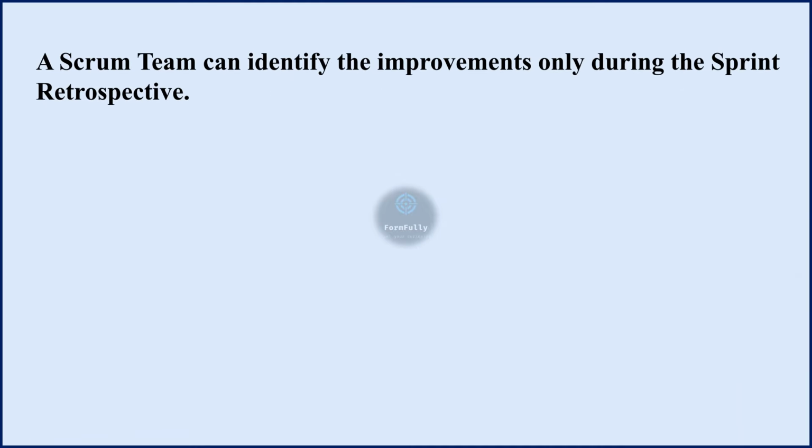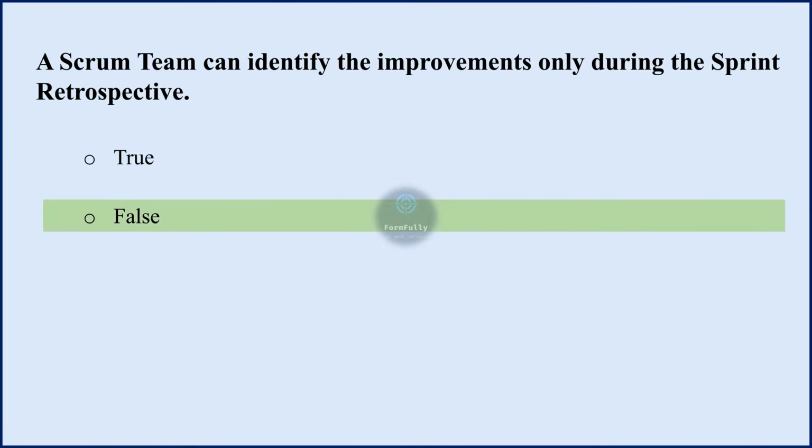Next statement. A Scrum team can identify the improvements only during the sprint retrospective. Is this statement true or false? So this statement is false. Improvements can be identified at any time during the sprint, such as during daily scrums or sprint reviews, as the team reflects on its work and collaboration.